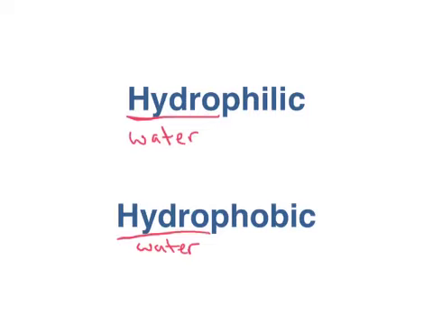Now, let's look at the suffixes. These are different between the two words. Philic refers to love, like Philadelphia is the city of brotherly love. So hydrophilic means water loving. Here we have phobic. If you have a phobia, you're scared of something, right? So hydrophobic means water fearing.